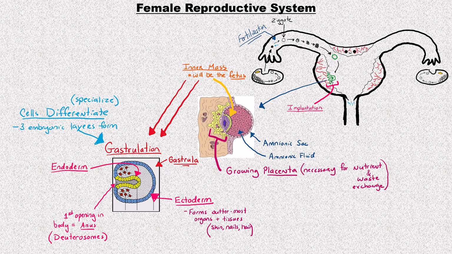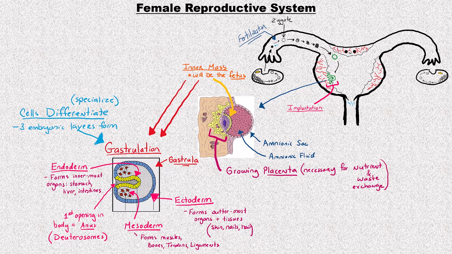Then we have the inner endoderm. This is where the innermost organs will form. Things like the heart, stomach, liver, intestines. And in between the outer and the inner, you have the mesoderm. M for middle. Things like muscles and bones, tissues and ligaments are all going to form here.